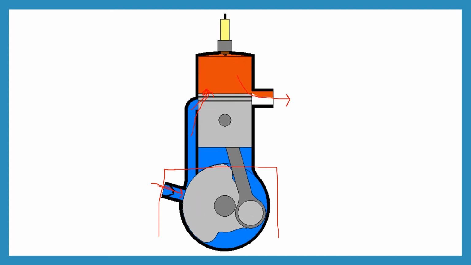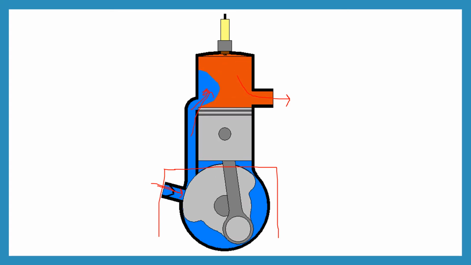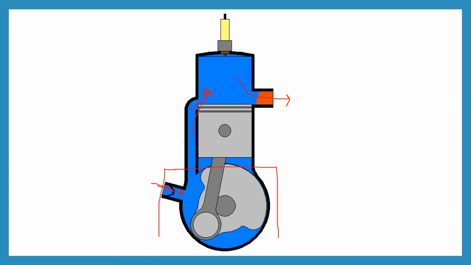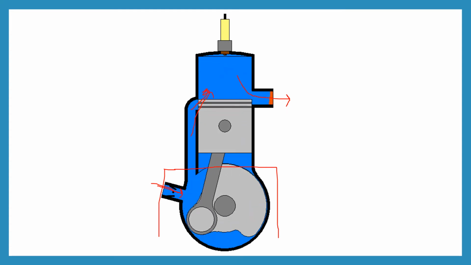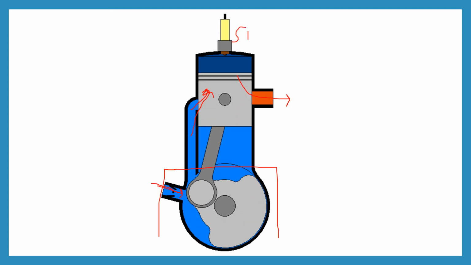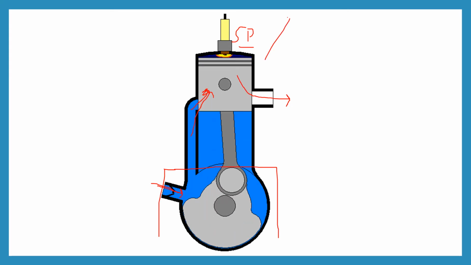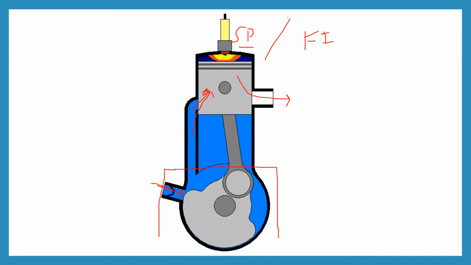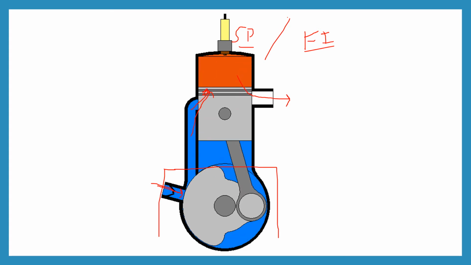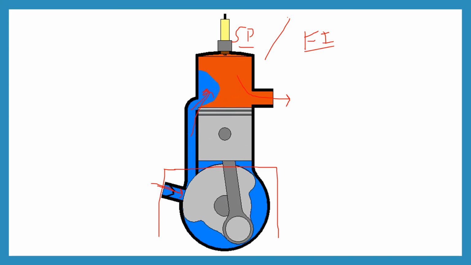So this is the working animation of the two-stroke engine. Here there is some basic difference between the two-stroke SI and two-stroke CI engine. For the SI engine we use the spark plug, and in case of the CI engine we use the fuel injectors. These are the only differences. So this is the working animation of the two-stroke petrol or the diesel engines.